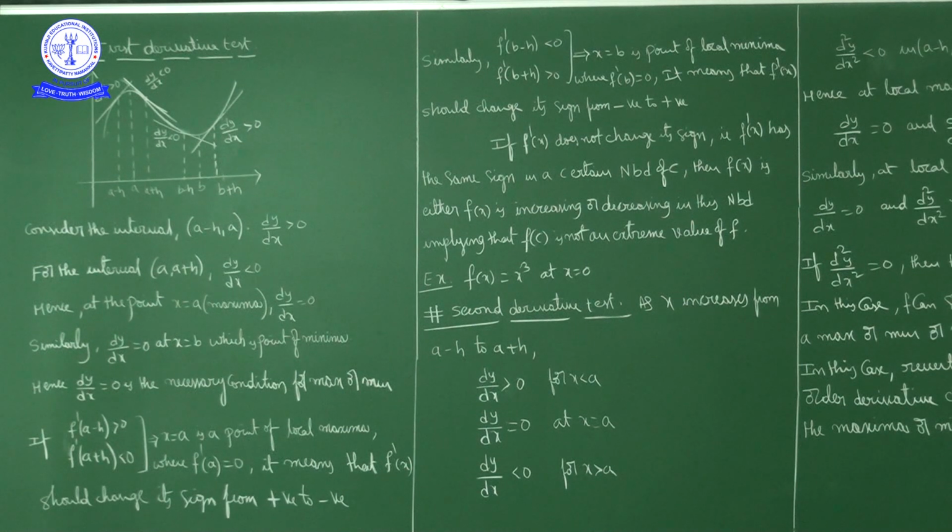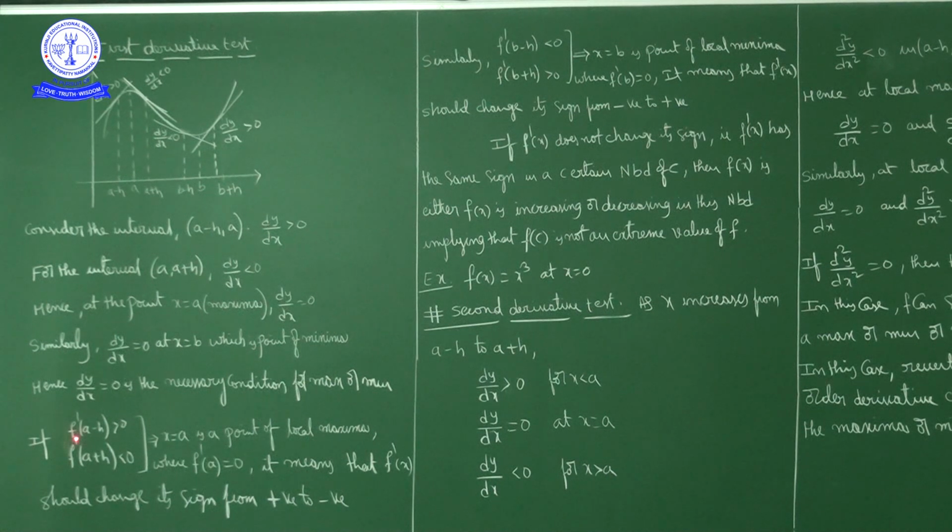Now if you observe, at x equal to a we have a local maxima. The condition is dy by dx equal to 0. So x equal to a is a point of local maxima. The condition is that the derivative has to change from positive to negative in the neighborhood of a.